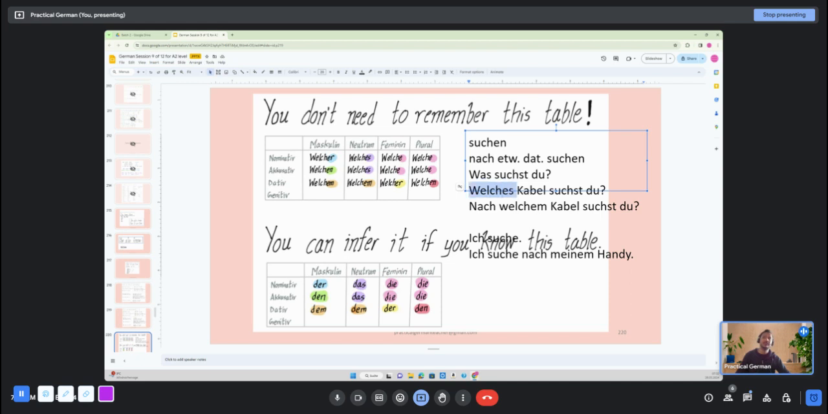Okay. So here welches Kabel suchst du? Here it became welchem because I told you that when you use this preposition with this verb, whatever comes after nach will be dative. Now, how do I know this? I know it because I learned it at some point of time and I used it, and now I remember it. So you have to keep evolving your vocabulary. Learn 3 to 5 verbs every day. Within a year, you will have more than 2,000 verbs, and it will be good.